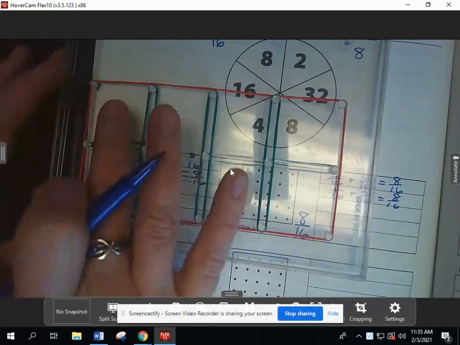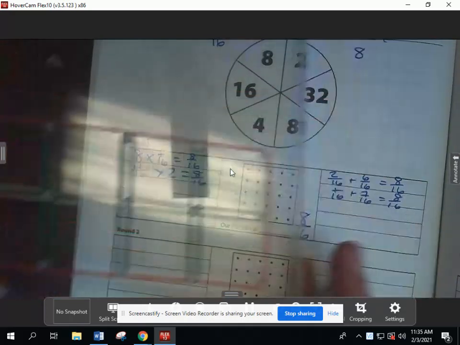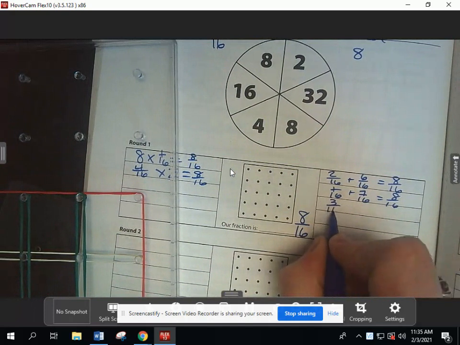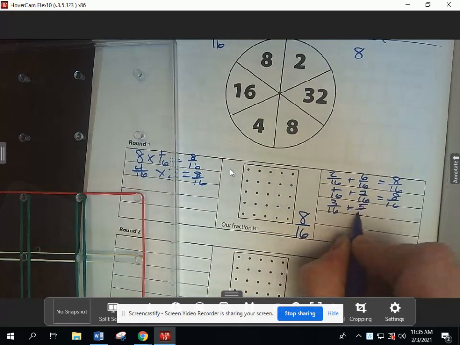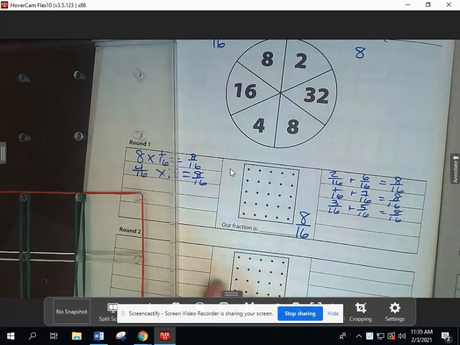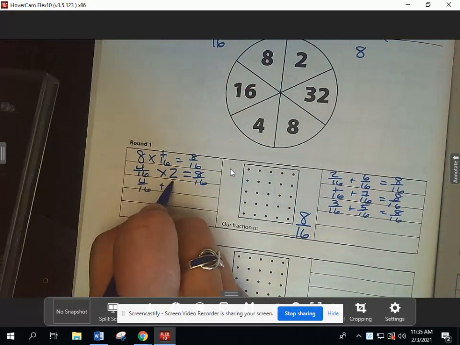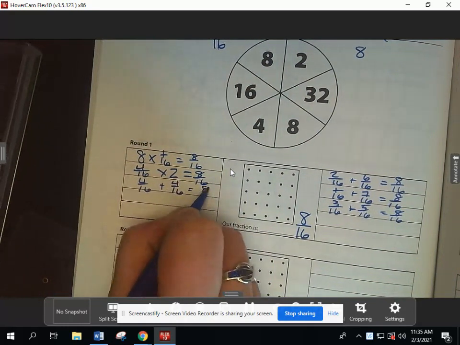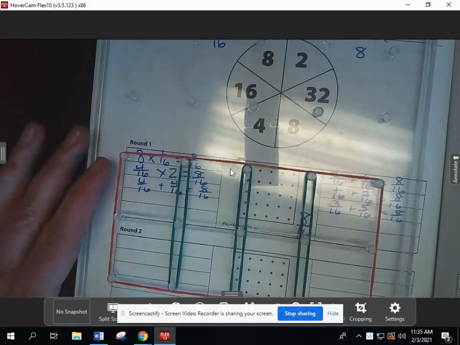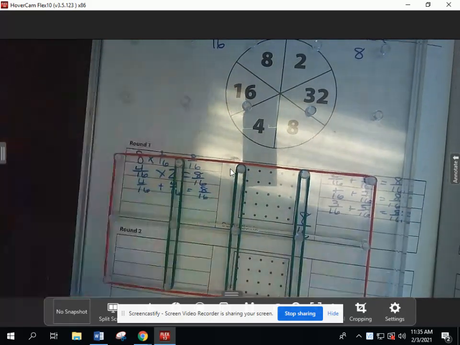Okay, so they're doing it this way: 3/16 plus 5/16 equals 8/16. Well, I'm going to do 4/16 plus 4/16 equals 8/16. Remember I said 4/16 times 2, in other words, 1, 2, 3, 4, times another 1, 2, 3, 4.